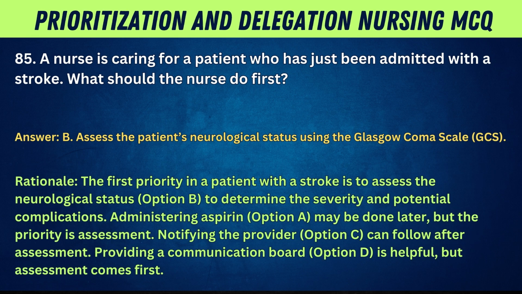Answer. B. Assess the patient's neurological status using the Glasgow Coma Scale, GCS. Rationale. The first priority in a patient with a stroke is to assess the neurological status, option B, to determine the severity and potential complications. Administering aspirin, option A, may be done later, but the priority is assessment. Notifying the provider, option C, can follow after assessment. Providing a communication board, option D, is helpful, but assessment comes first.